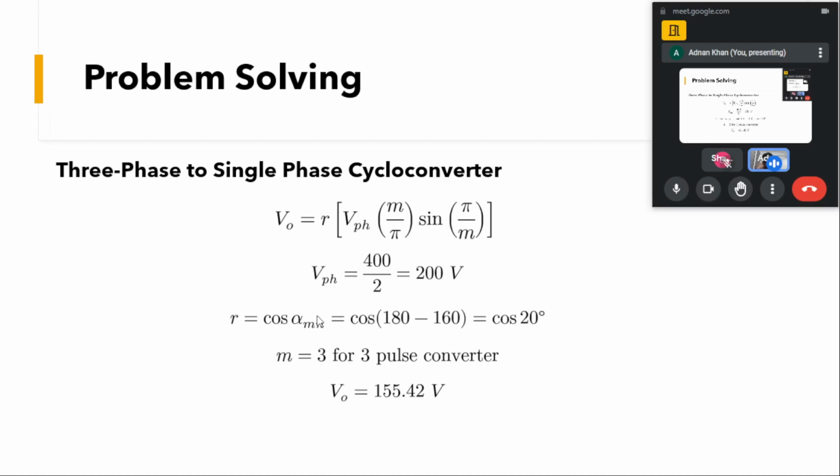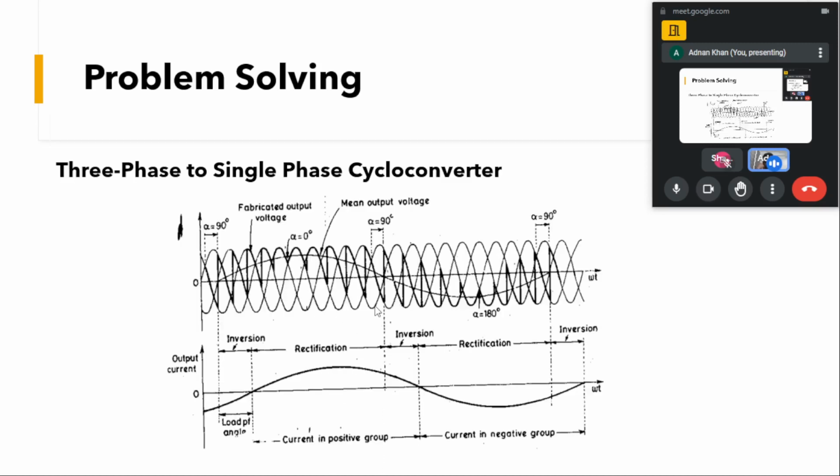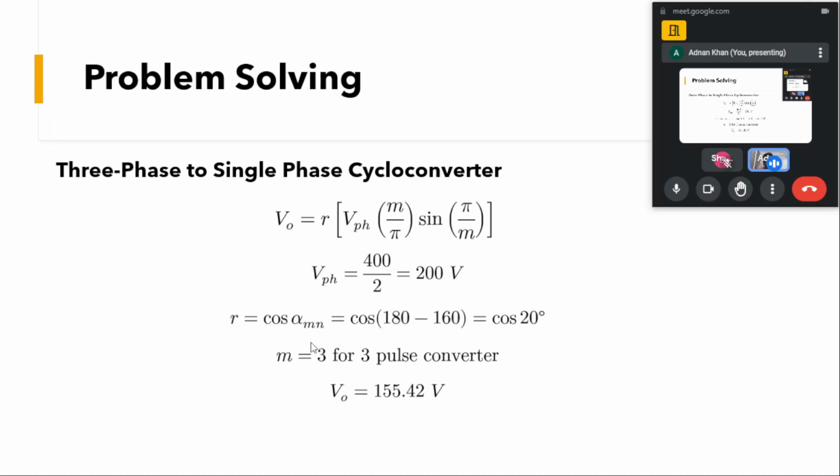And we know here it is given that the negative group should conduct to 160 degrees. So we know the maximum it can go up to is pi minus the inversion angle, that will be equal to 180 minus 160, so R will be equal to cos 20 degree. Also, it is being fed through a transformer which has a transformer ratio of 2:1. That means we will have our phase voltage, because of the transformer ratio of 2, equal to 400 divided by 2, that will be equal to 200 volts.